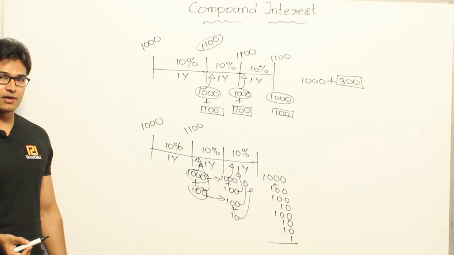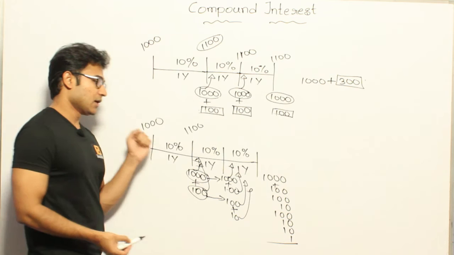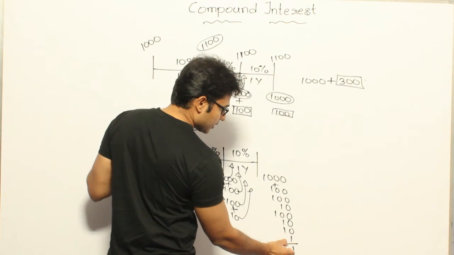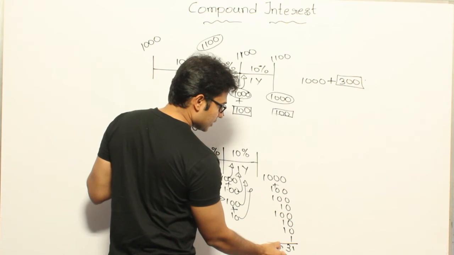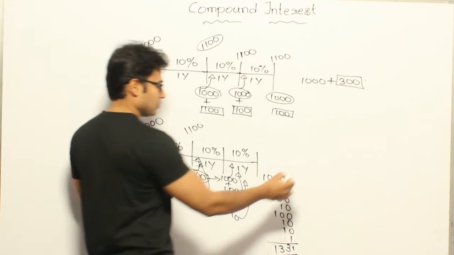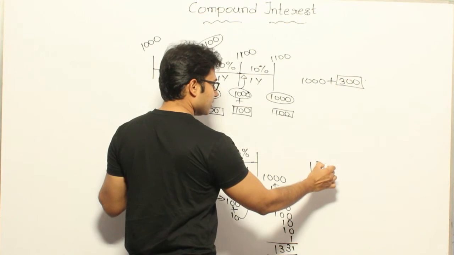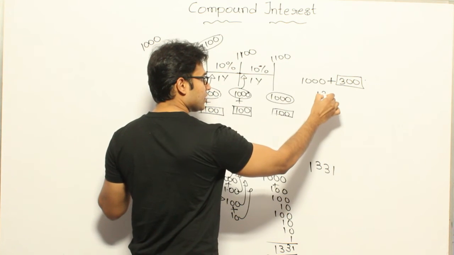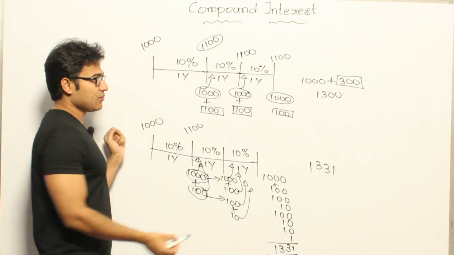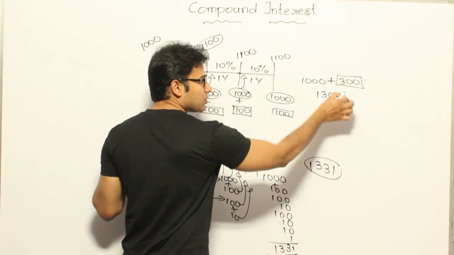Are you understanding it? And now, okay, so what is the total amount? You can add it up. 1, I think it is 3, it is 3, it is 1. Alright, so 1331. In this case 1300, right? Therefore clearly this amount is more compared to this amount.